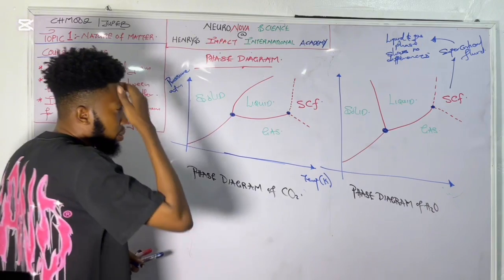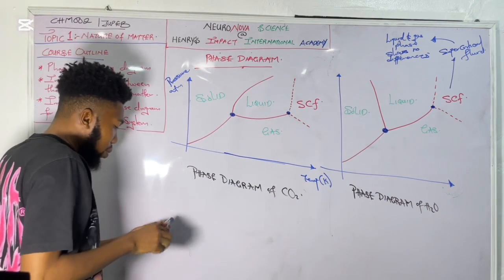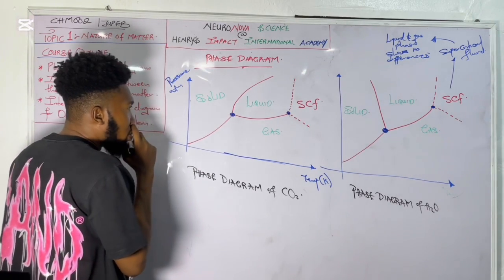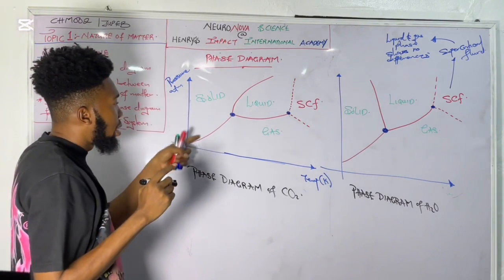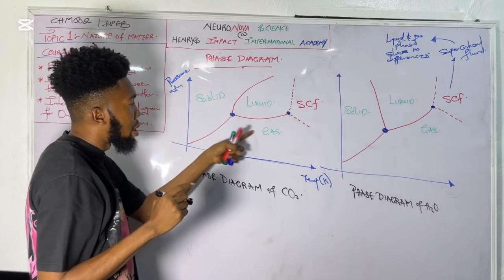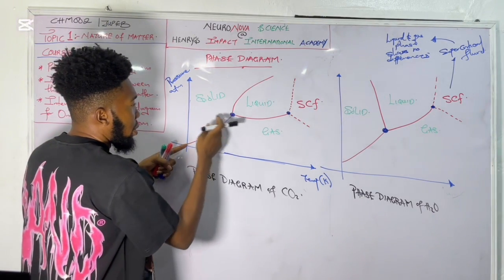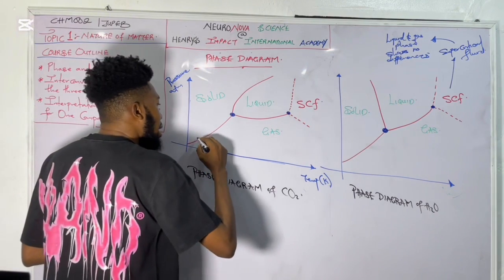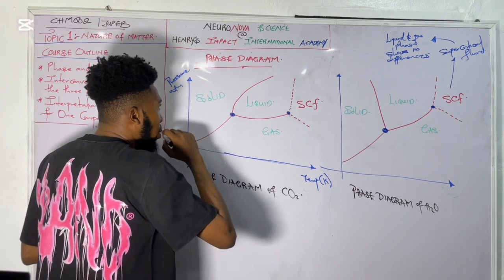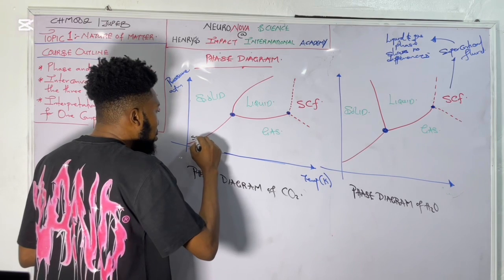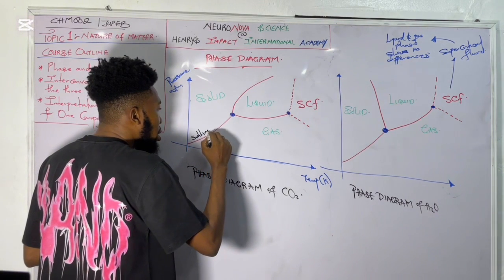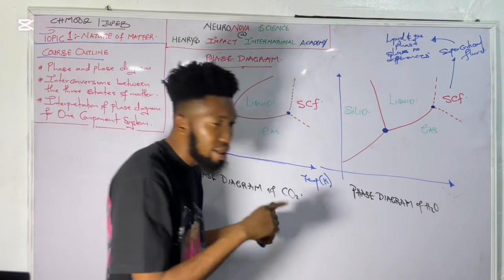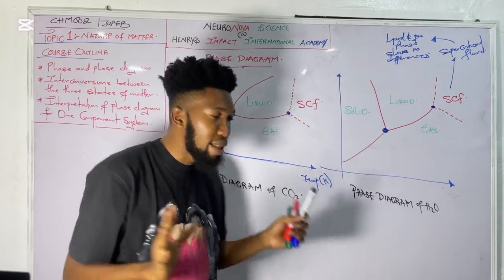So let's now come in. We're done with regions. Let's now come into lines. So what does this line here represent? This line separates what? If you are here with me, this line separates solids from gas. So this line here is our what? This is our sublimation line. I know when you're in secondary school, you just enjoy that triangular thing.